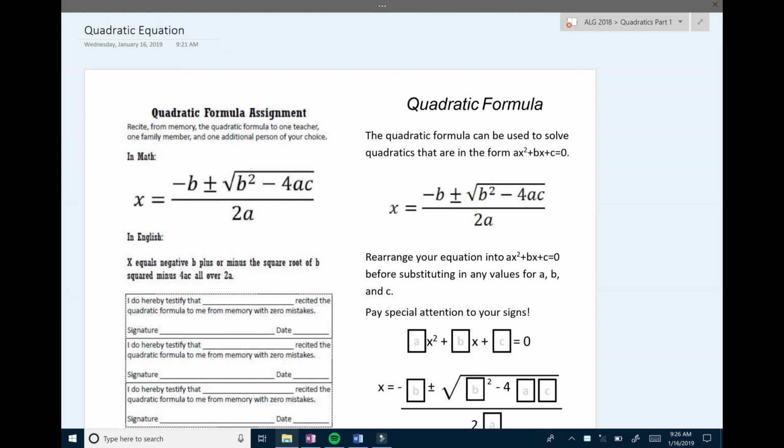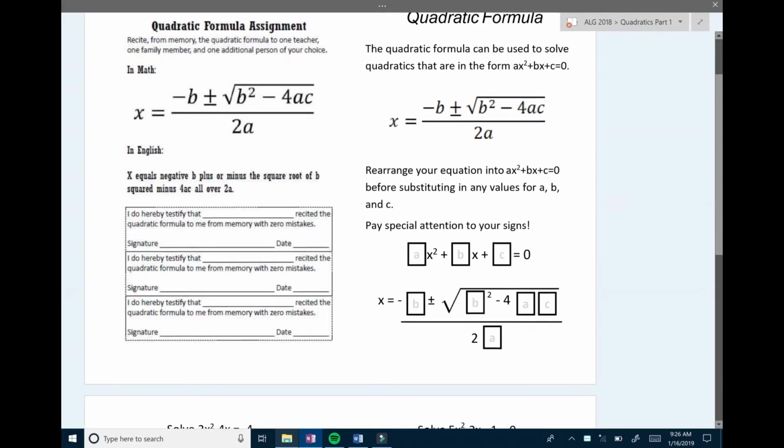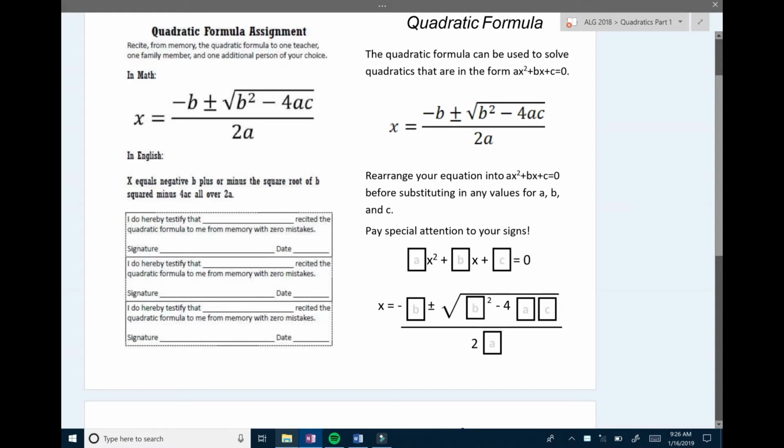Alright, so today we're going to be talking about the quadratic equation formula. So you should all have this paper in front of you. If you don't have this paper in front of you, you'll need to grab one the next day in class. You should be taking notes, if you don't have this on a separate sheet of paper, everybody else should be taking notes on this sheet of paper. Alright, so if you look on the first page, you should see a quadratic formula assignment.